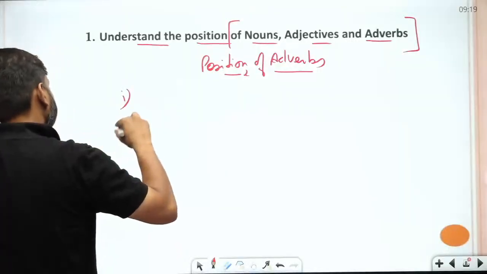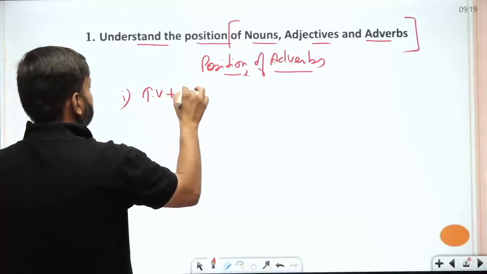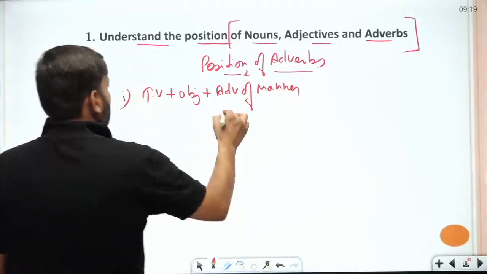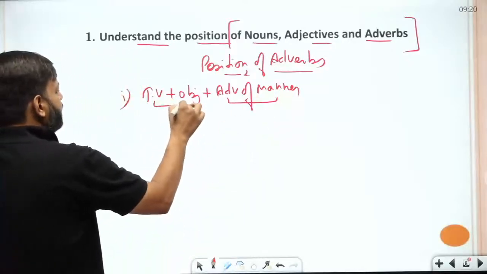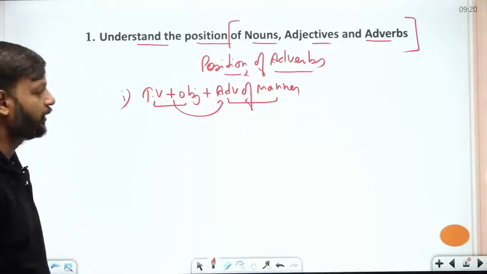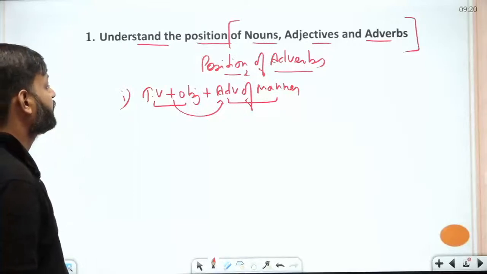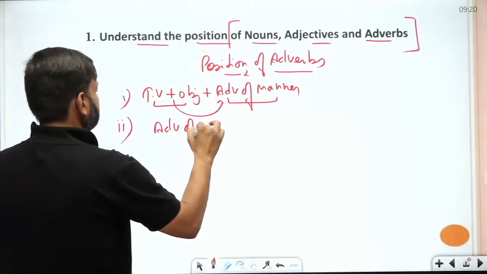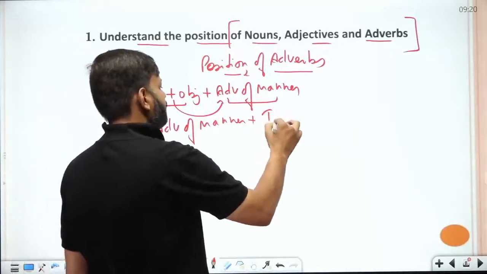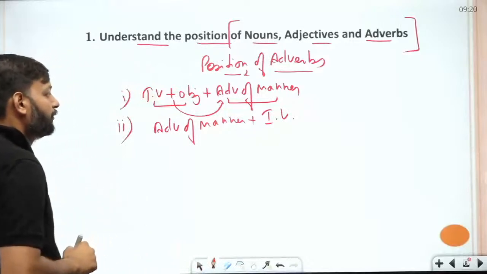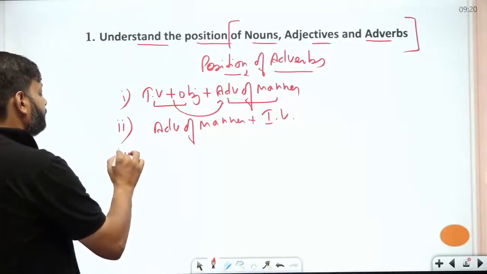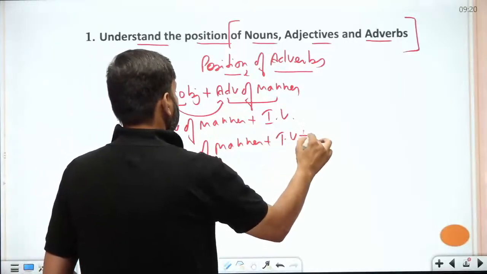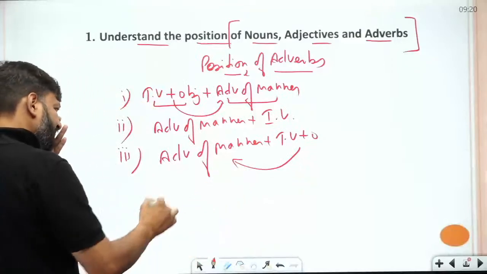One, an adverb of manner is placed after a transitive verb plus object. Okay, an adverb of manner is placed after a transitive verb plus object. In some cases, an adverb of manner can also be placed before an intransitive verb. Okay, before an intransitive verb. And in some cases, an adverb of manner can be placed before a transitive verb and object. This condition comes only when you have to emphasize.